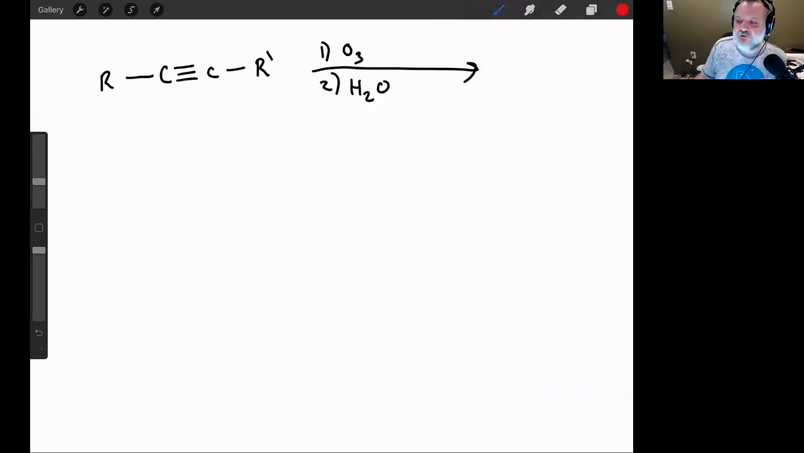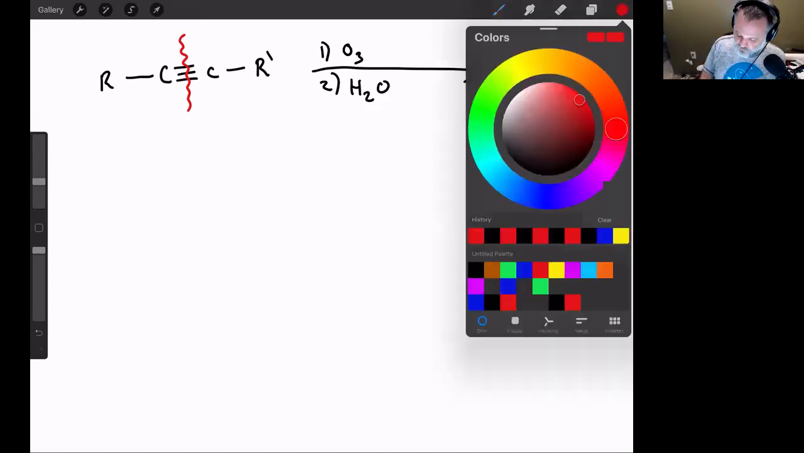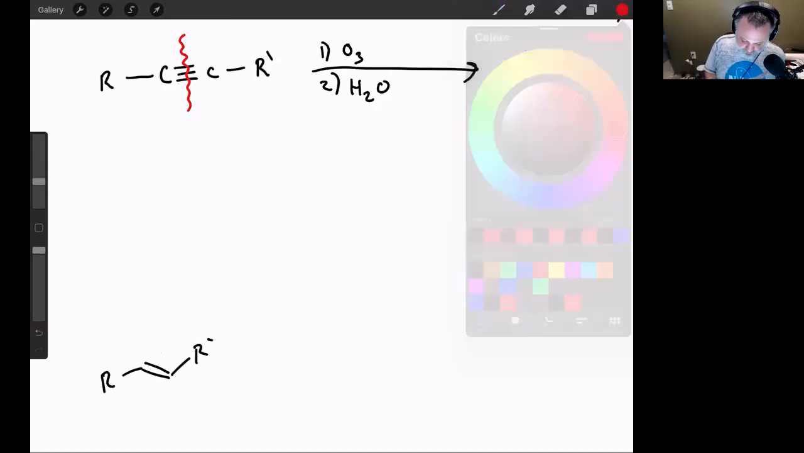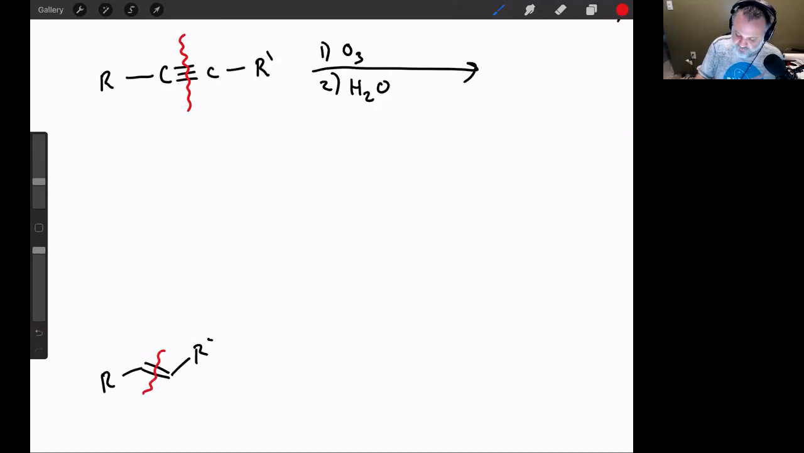Now, what's similar is that the reagent is ozone and it's a two-step reaction. What's different is that the second step is water instead of DMS. What's similar is that I am going to completely break the carbon-carbon bond here. I am going to completely separate these two carbons. When it came to the alkene, I completely broke the carbon-carbon double bond, and I formed two products.